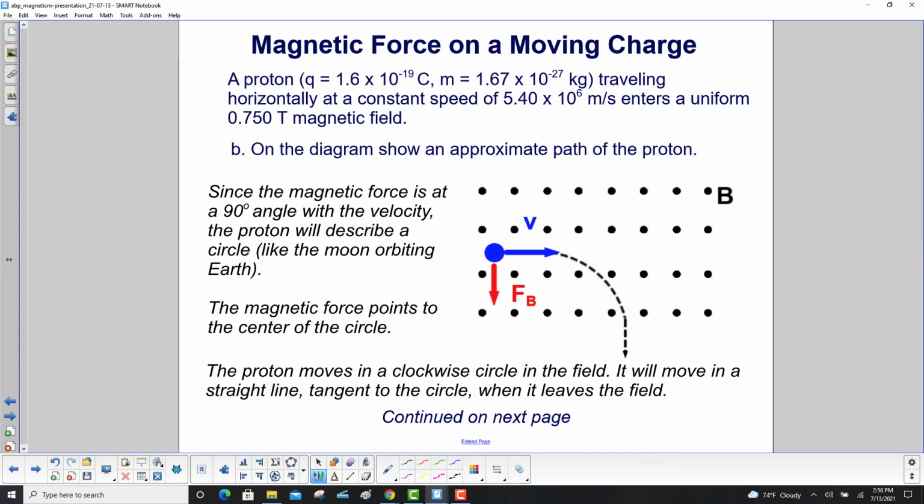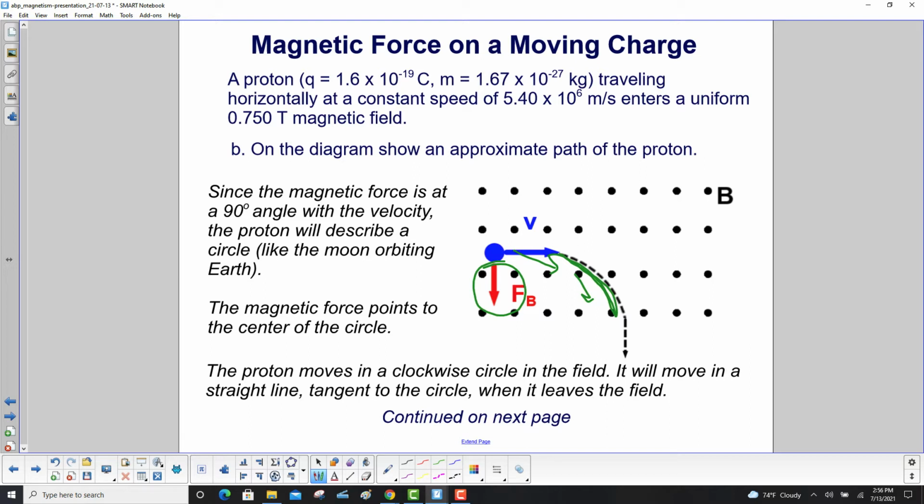Since the magnetic force is at a 90-degree angle with the velocity, the proton will describe a circle, like the moon orbiting the Earth, because you have a constant force that is always perpendicular to your motion. So that'll be like this. Okay, you've got a semicircle there. By the way, how did we find that out? Well, we knew the force was down. We found that from part A, so that just starts changing the velocity like this, making it move in a circular motion.